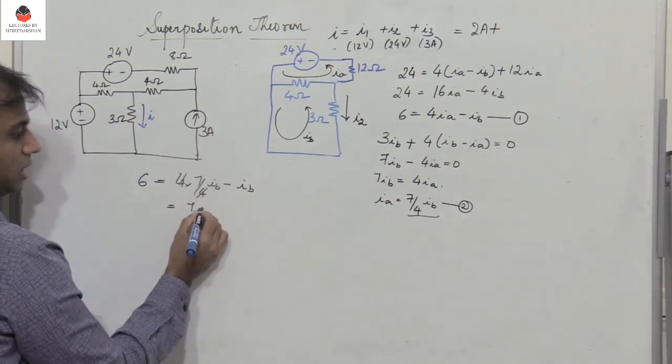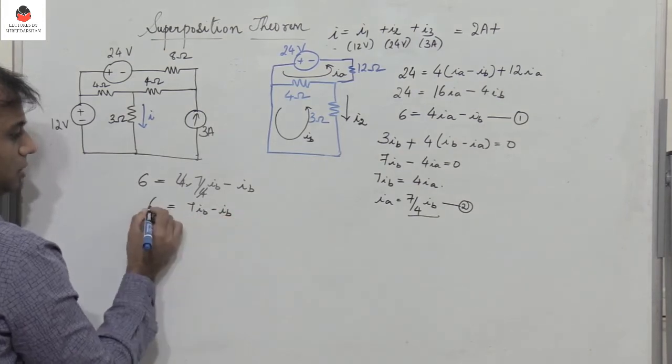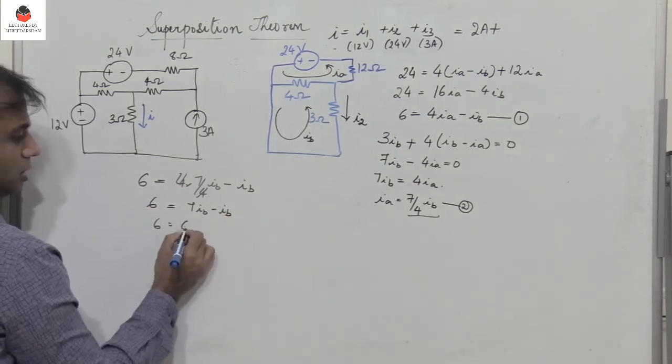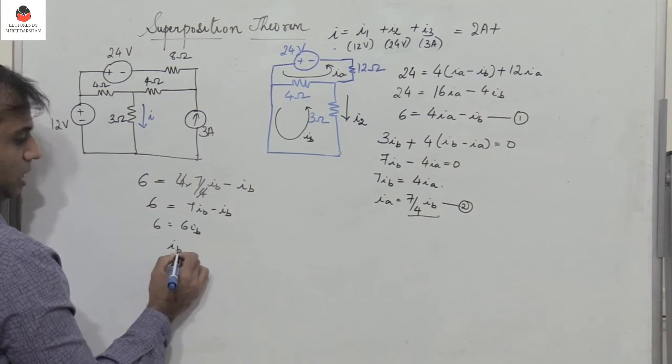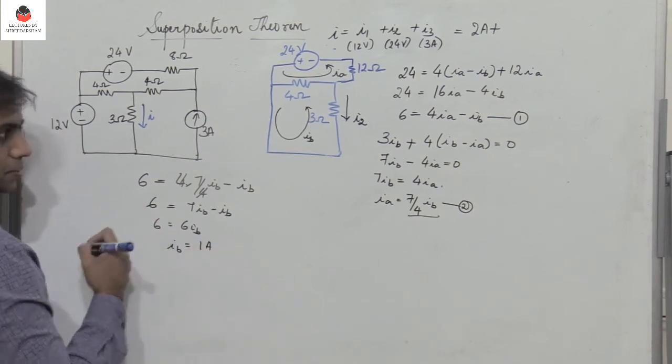So you have 7 IB minus IB equals 6. So you have 6 equals 6 IB. So what is IB? IB equals 1 ampere.